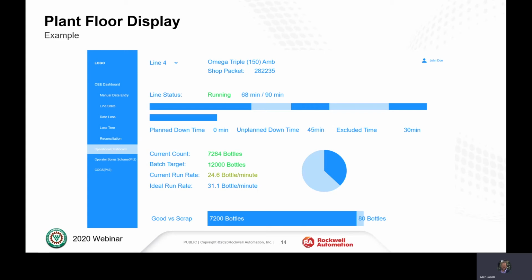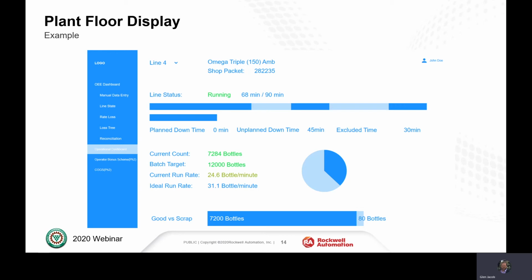Also, in the current state, if it's a changeover, for instance, how long have they been in that changeover state? How long should they be in that? What's the plan to be in that changeover state, etc.? So there's a live dashboard that can help them run the line better in the moment, if you will.